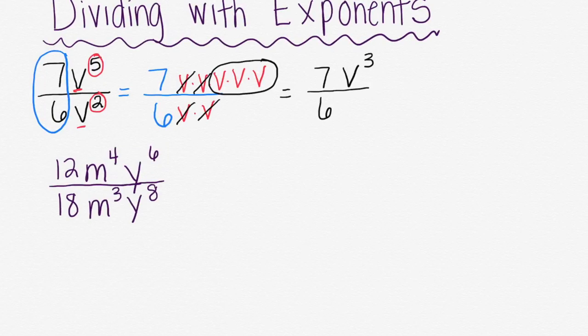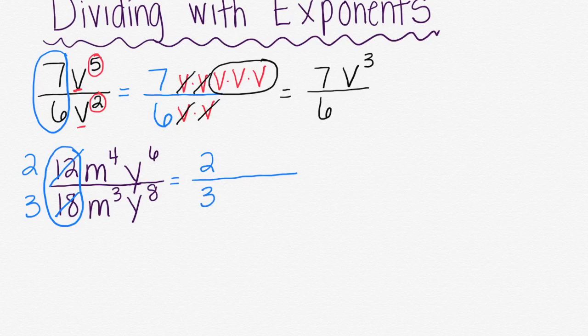Okay, in this case, when we look at our whole numbers, this time we do have something we can simplify. Both of these numbers have a greatest common factor of 6. 6 goes into 12 2 times, so we can simplify our answer here. 12 divided by 6 is 2. And 18 divided by 6 is 3. So that's going to be part of our answer, 2 over 3.